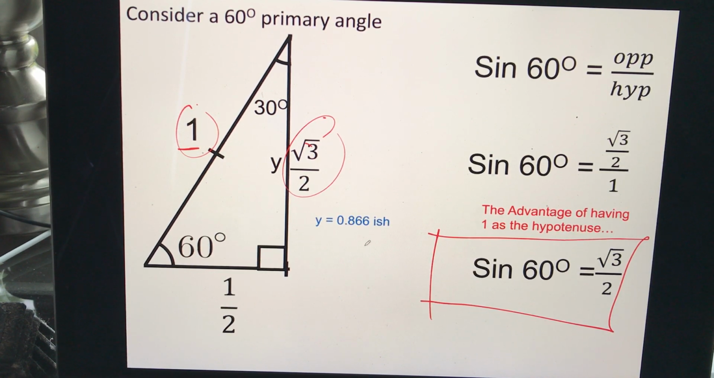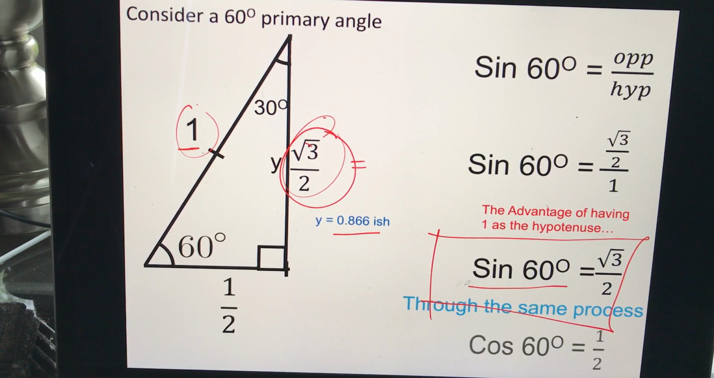I want you to try on your calculator. On your calculator, type in root 3 over 2, see what you get. You're going to get 0.866-ish. And I want you to type in sine 60. You're also going to get 0.866, exactly the same. Okay, so this is the exact ratio for a 60-degree angle for sine.